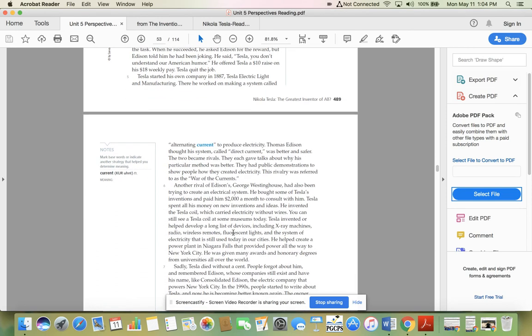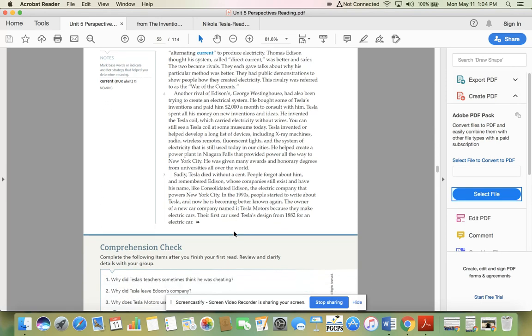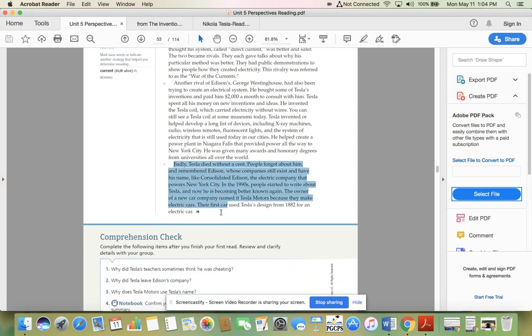The rest, as I said, you all can read on your own, but I am going to go down to the last paragraph, okay? And it said, sadly, Tesla died without a cent. People forgot about him and remembered Edison, whose companies still exist and have his name, like Consolidated Edison, the electric company that powers New York City. In the 1990s, people started to write about Tesla, and now he's becoming better known again. The owner of a new car company named it Tesla Motors because they make electric cars.